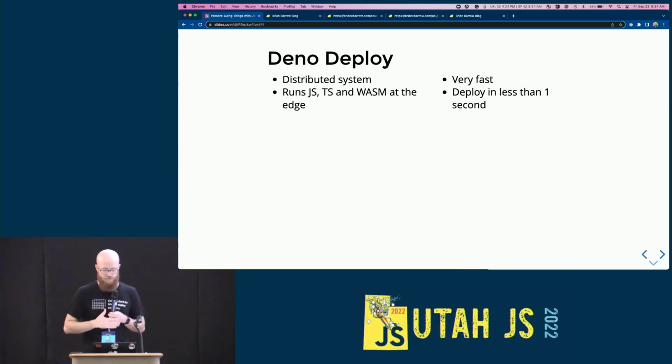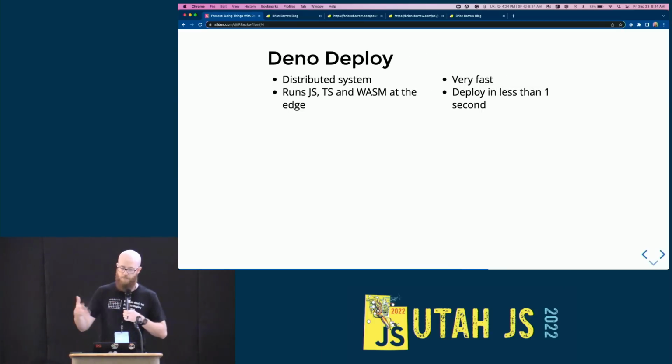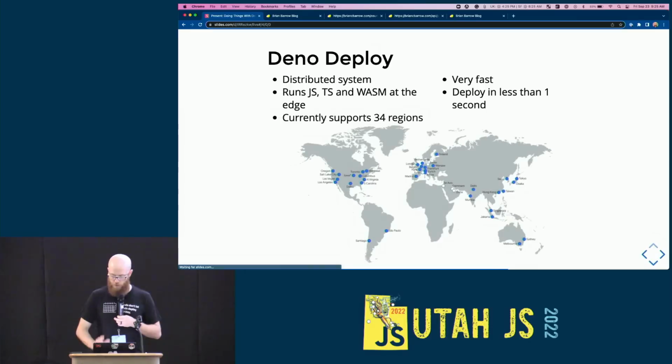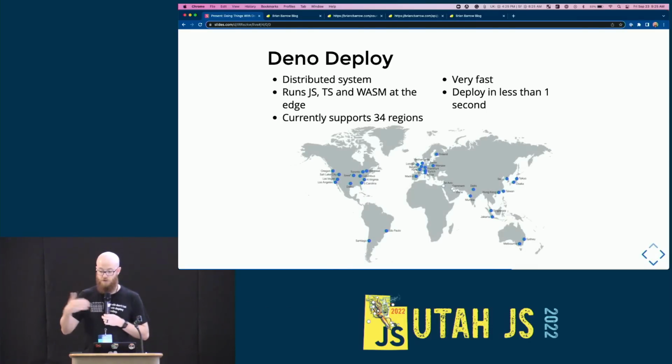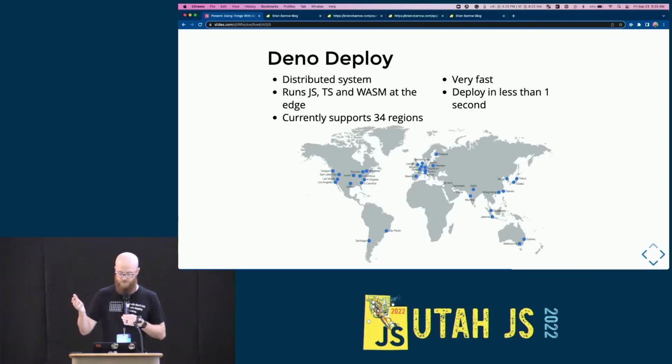Next, Deno Deploy. The Deno runtime is built by the Deno team, which is part of the Deno company. Deno Deploy is the consumer product put out by the Deno company. It's a distributed system that runs your JavaScript, TypeScript, and WebAssembly at the edge. So the code you deploy will be served to your user from the closest region to them. Currently, there are 34 regions supported, and it deploys in less than a second, which we'll see here in just a minute.